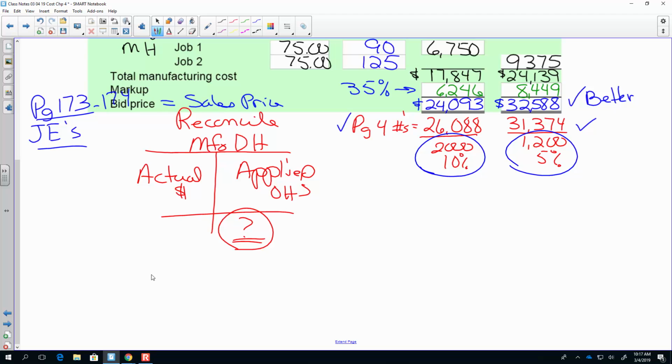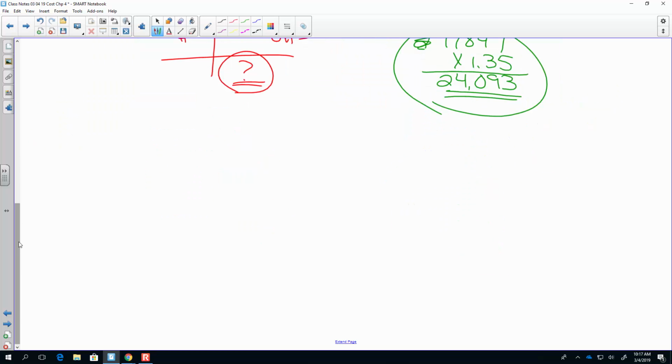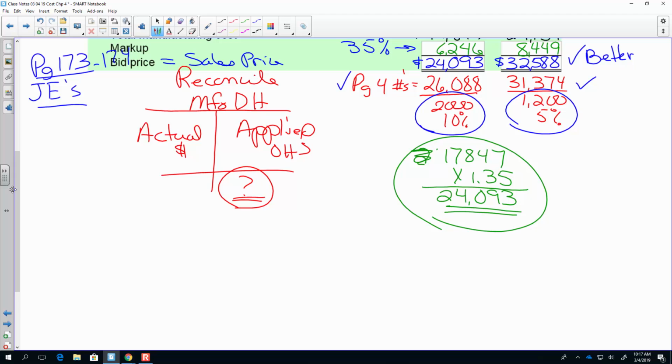On these jobs, including our last problem, you could have taken the cost of 17,847, multiplied it by 1.35, and I would have gotten 24,093. Remember doing that in applications and procedures? That's what we're doing here. You can take the markup. The 1 represents the cost, right? The 35 represents the markup of the cost. That's why we're multiplying by 1.35 instead of by 0.35. Is everybody clear on that? Yes. 2 ways to do it, right?